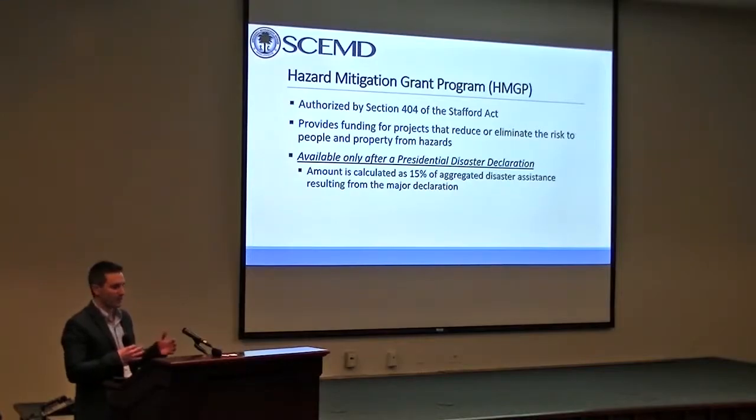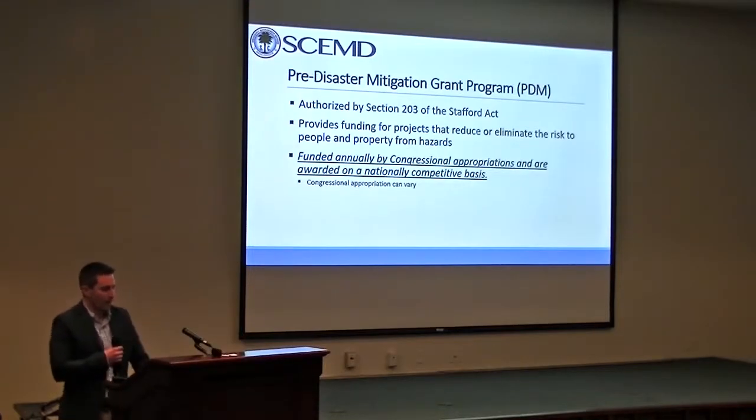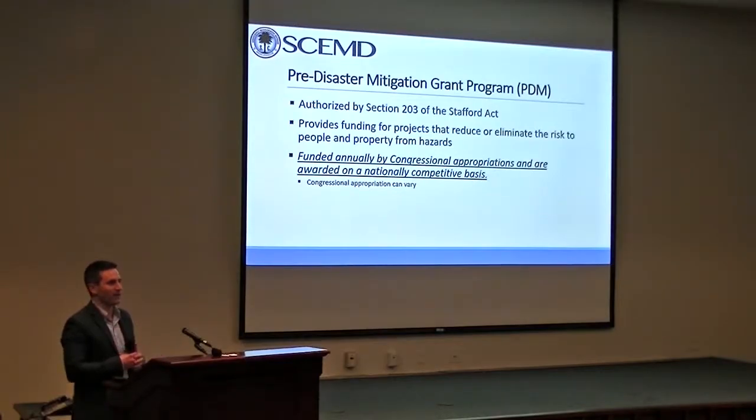So we get pots of money available specific to the state of South Carolina for mitigation activities after each disaster. No one wants a disaster, but there are opportunities to help mitigate and build resiliency across the state when it does happen. We also manage the Pre-Disaster Mitigation program, which is a national program that's competitive nationwide. Whereas the Hazard Mitigation Grant Program is specific to South Carolina, Pre-Disaster Mitigation is a sometimes larger pot of money that's competitive nationwide, available on an annual basis, depending on what Congress wants to allocate to it that year.